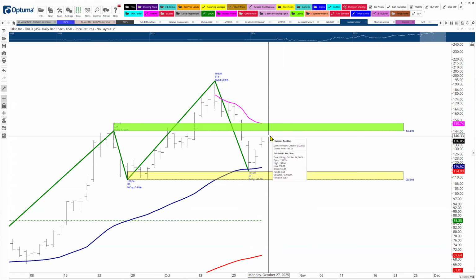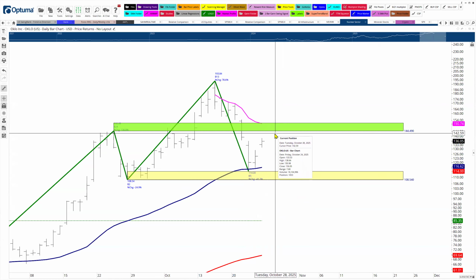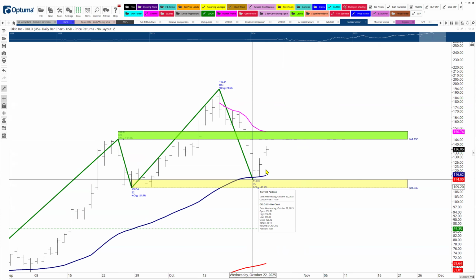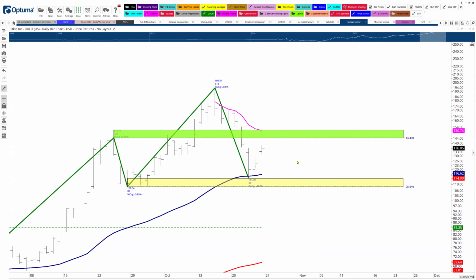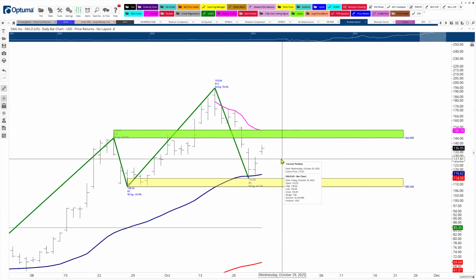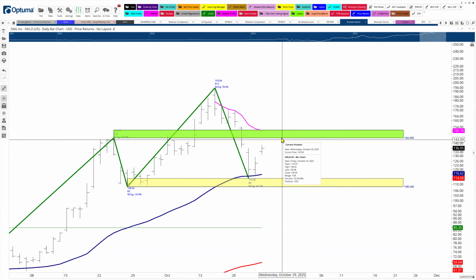So you can consider it if you want to. If not, just let it go. Wait for further, better confirmation before you buy it. But the thing is, you can get confirmation here, but then you miss out quite a bit of the move from the low. But that's the challenge. That's the decision that we all have to make.